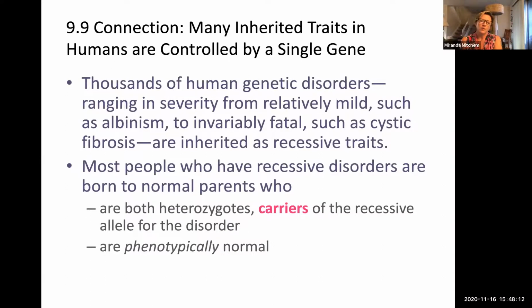Okay, what we haven't talked about yet are carriers. And a carrier is somebody who is a heterozygote. So that means they have the recessive gene, but they're not sick themselves. They have the genotype of the recessive allele, but the dominant allele wins out again.